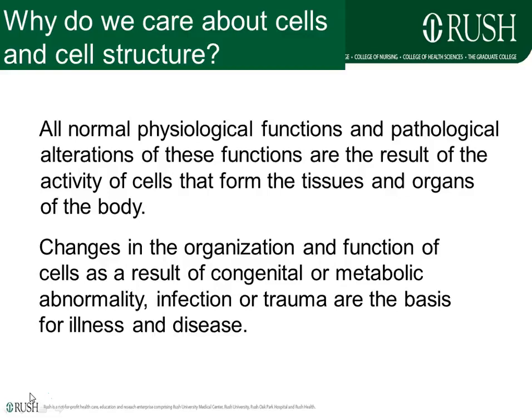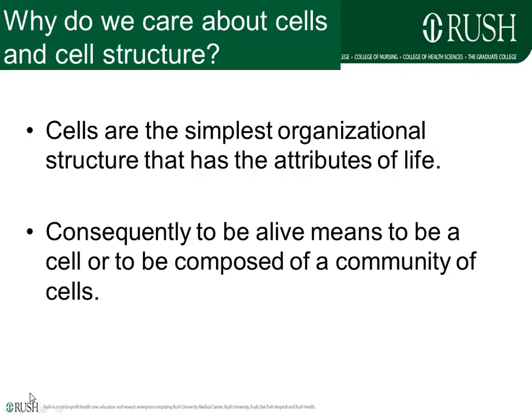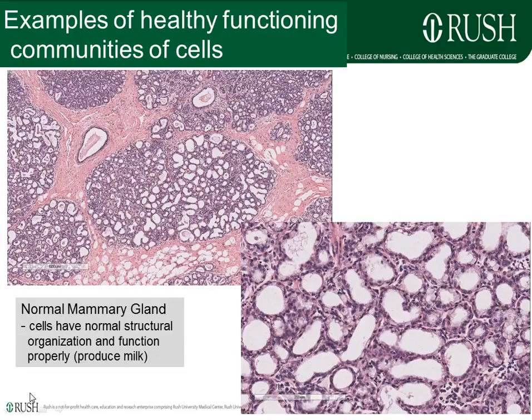The changes in the organization and the function of the cells as a result of disease processes, be they congenital or metabolic changes, or even infections or injuries, are the basis for all the illness and disease that you're going to be looking at as physicians. So cells are the simplest organizational structure that has all of the attributes of life. Consequently, if you're alive, it means you're either a single cell or a community of cells. So what is a healthy, functioning community of cells?